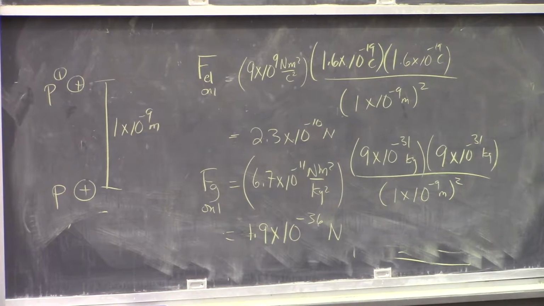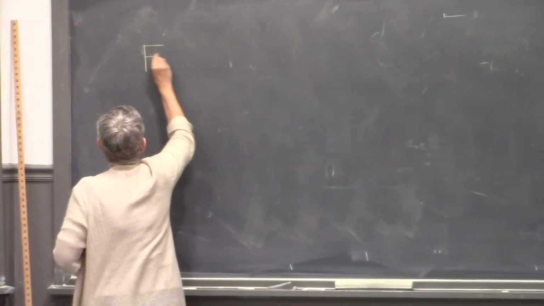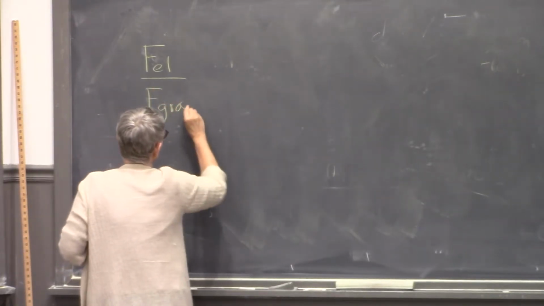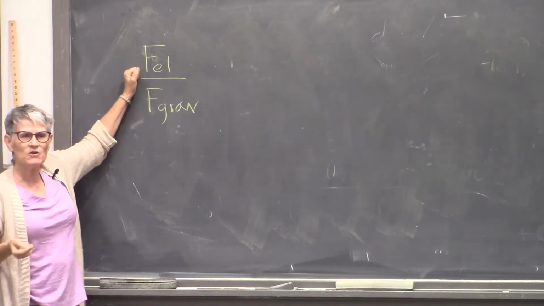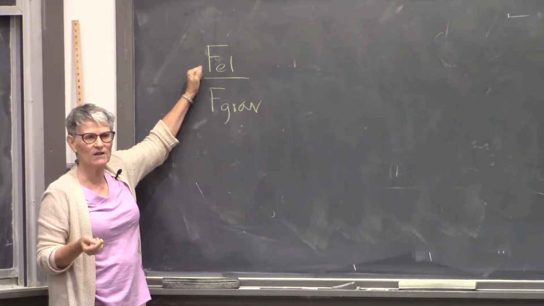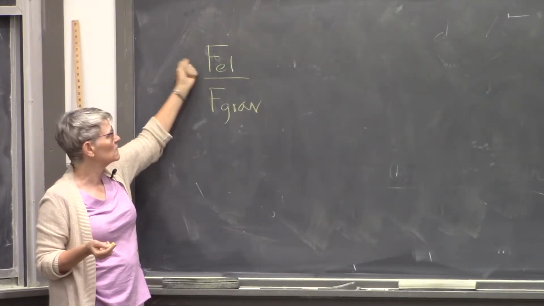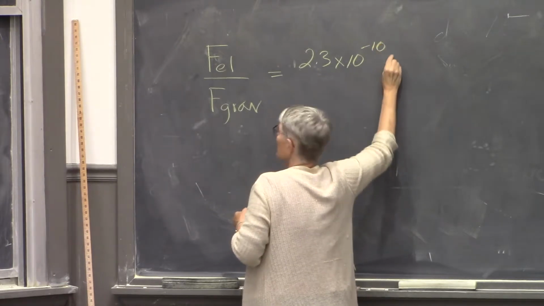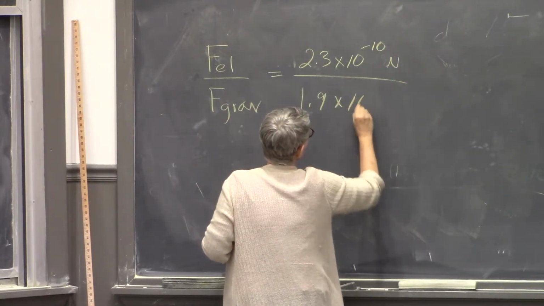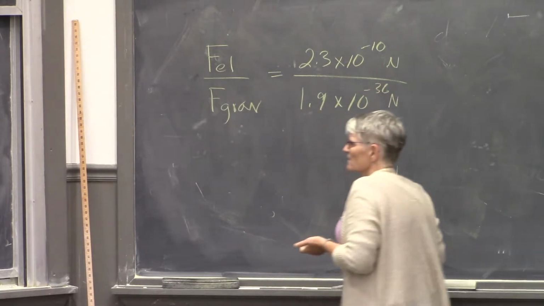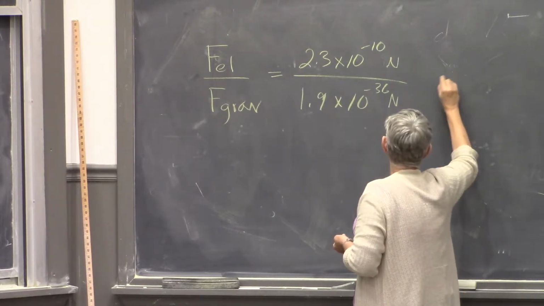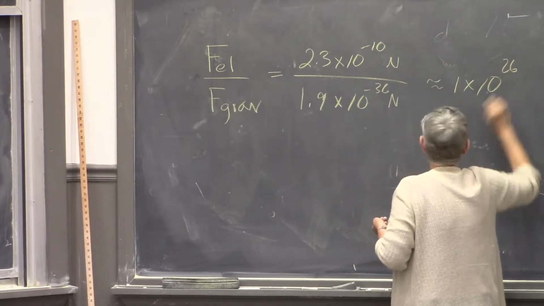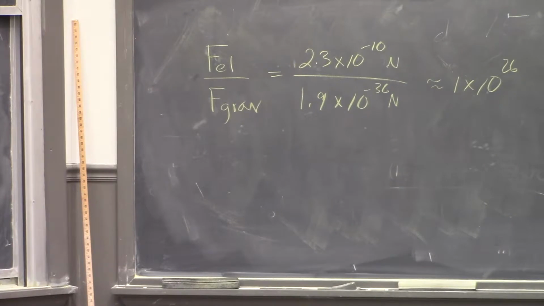So the ratio of these two forces, and here I'm using the notation that an F without any decoration means a magnitude. So if I don't add a vector symbol, it's a magnitude. It's going to be 2.3 times 10 to the minus 10 newtons over 1.9 times 10 to the minus 36 newtons. So it's something like a factor of 10 to the 26th. The electric force is something like 10 to the 26th times stronger than the gravitational force. So this is a powerful force.